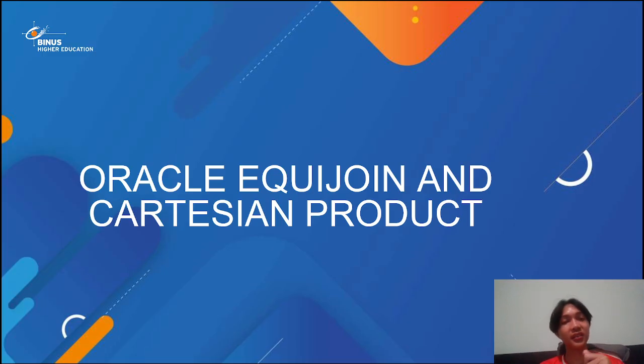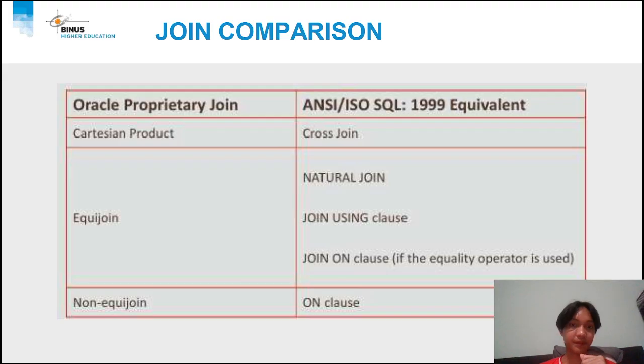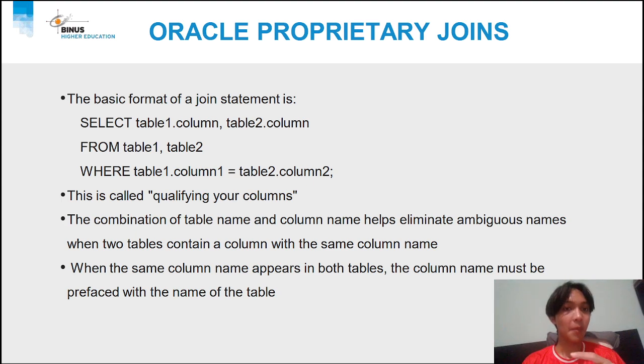And in here, the next material is Oracle equijoin and Cartesian product. And there's a join comparison like Oracle proprietary join, and the next one is ANSI. As you can see, it's like Cartesian, cross join, and equijoin. It includes natural join, join using clause, join on, and the non-equijoin is the ON clause.